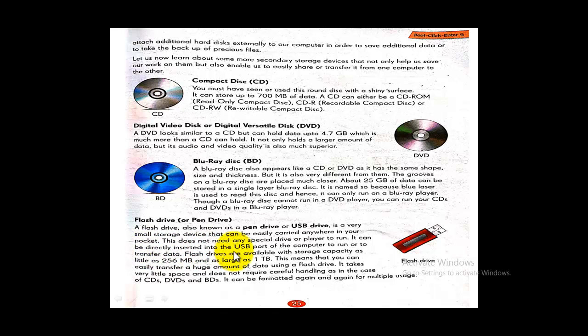It can be directly inserted in the USB port of the computer to run or to transfer data.